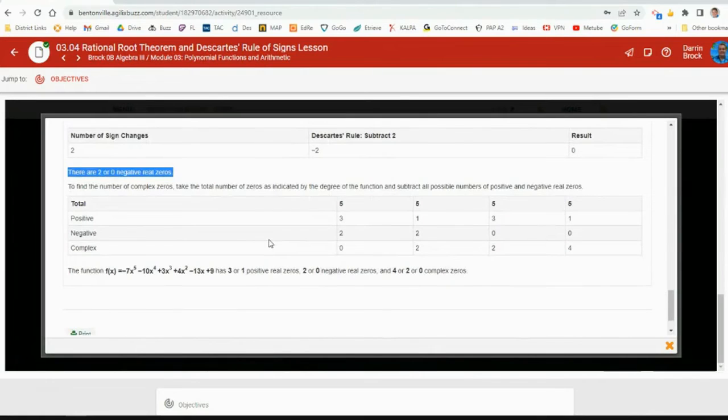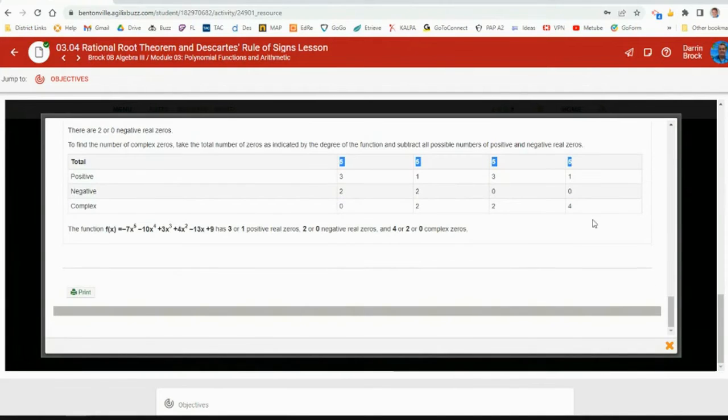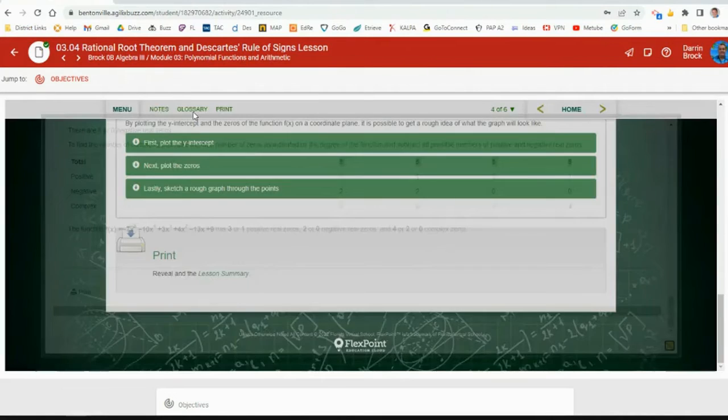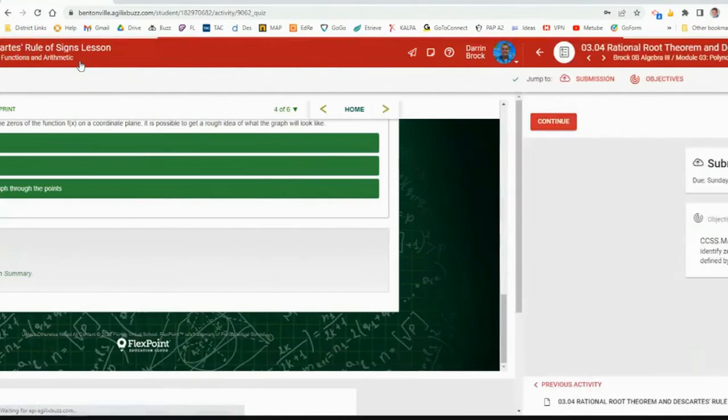All right. And so once you start figuring out, here's all the possibilities. We know there's 5 total. So there's either 3 positive and 0 negative, 1 positive and 2 negative, 3 and 2, or 0 and 4... one or the other. One of those 4. And then graphing that.